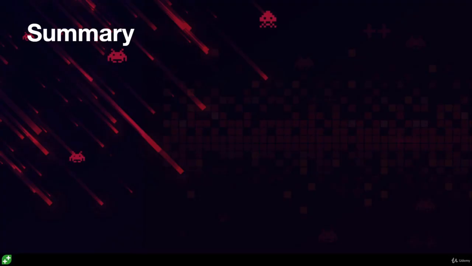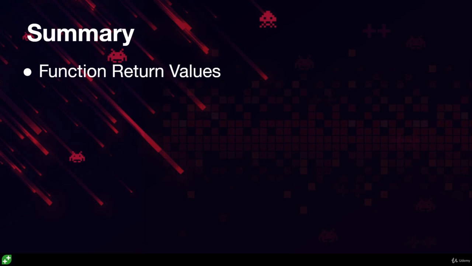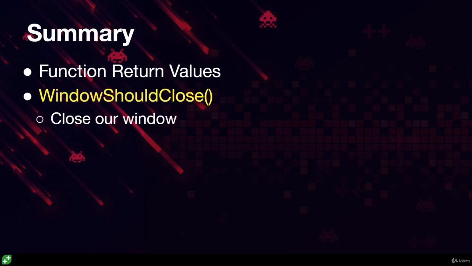Okay, in summary, we have learned that functions can have return values. And we saw that we could use windowShouldClose in our while loop's loop condition to close our window properly. So now we don't have to force our program to terminate using stop debugging. We can simply click on the X icon or hit the escape key to close our window.